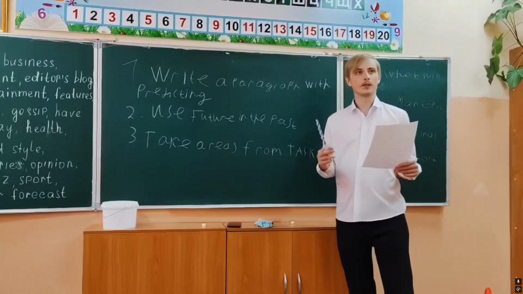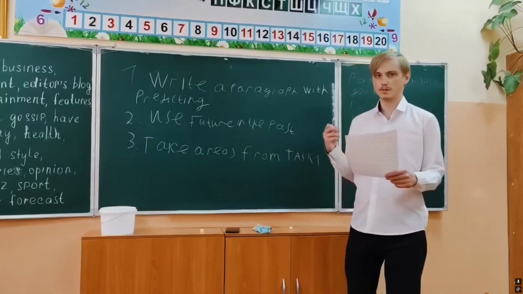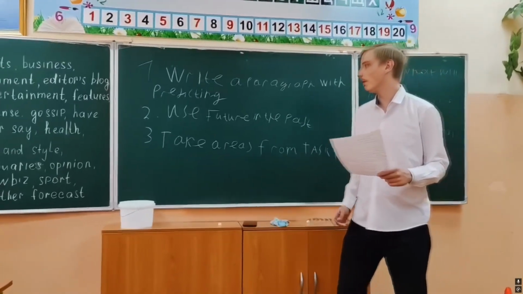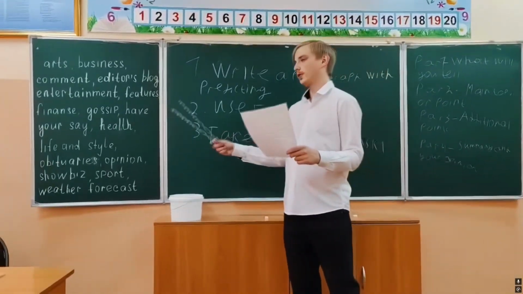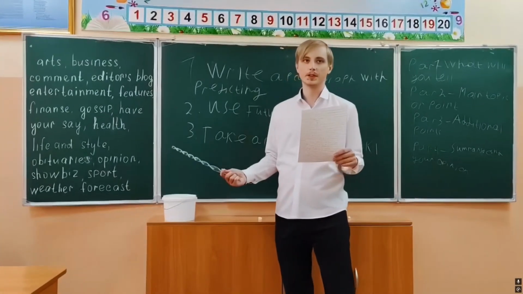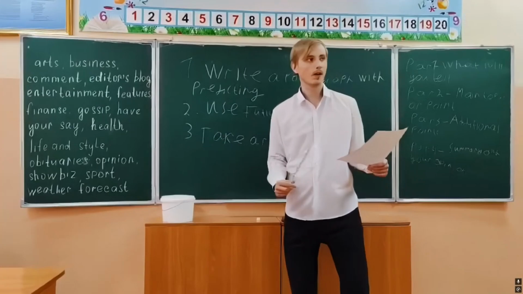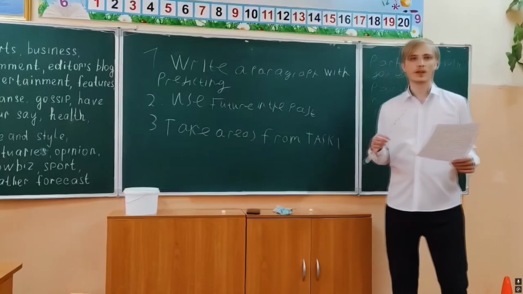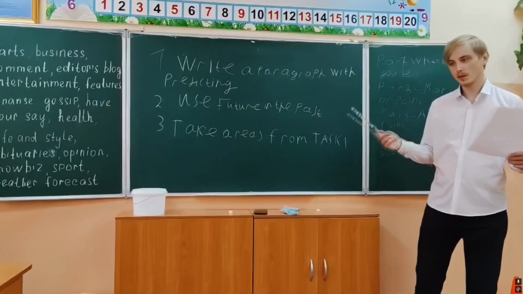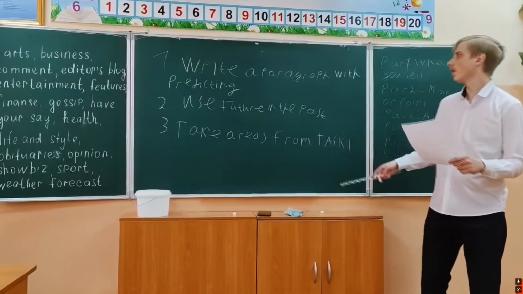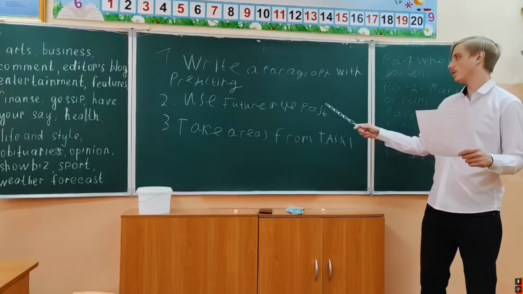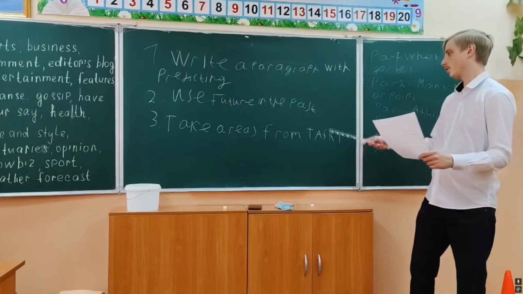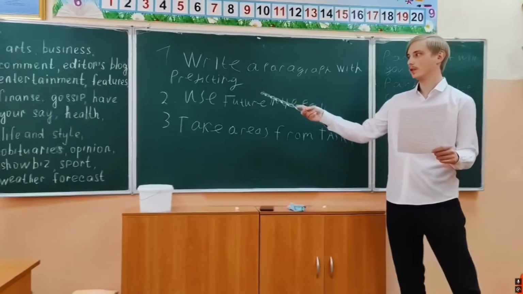So, you can write about different areas. It can be sport, it can be business, it can be art. So, you can look at these words and choose one area and make some predictions about this area according to the last news. So, imagine that you are some kind of journalist writing about future events according to the last news. So, write a paragraph with a prediction, use future in the past in your sentences, and take areas from task 1. So, I mean that word. Okay.